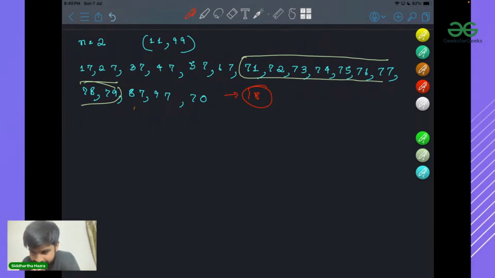So now let's try to think about it in a different manner. The idea revolves around this. Please just think in this fashion.